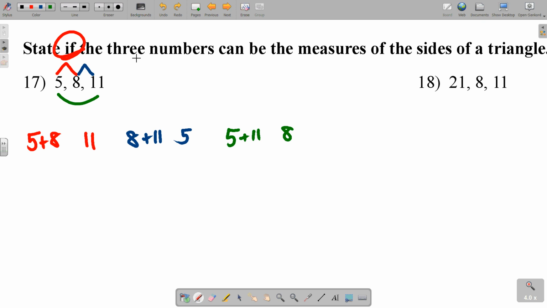If they all go like this, yes, 2 sums larger than the third, then it's going to be a yes. If not, it's a no. Question mark, question mark, question mark. You do your own math and check it there. Do 17 and 18 and check your work.